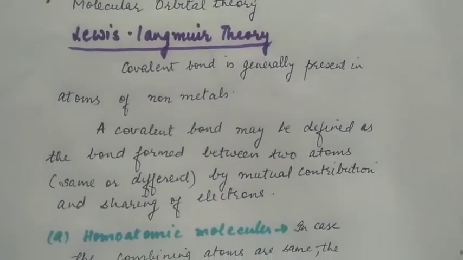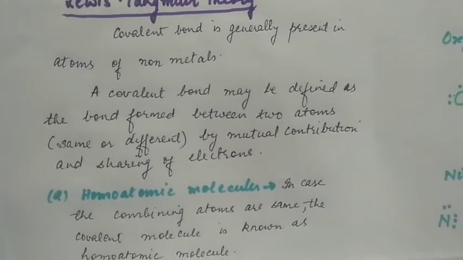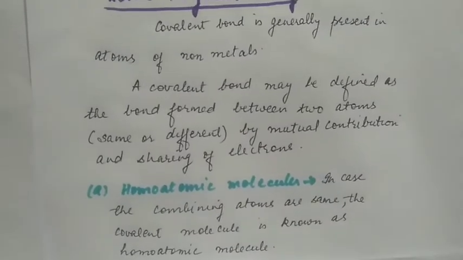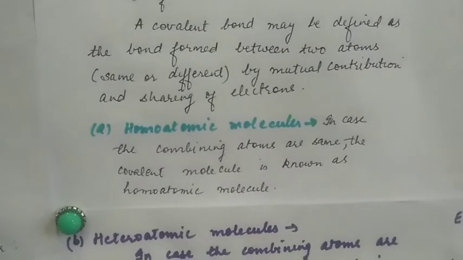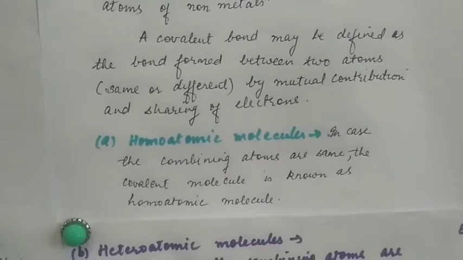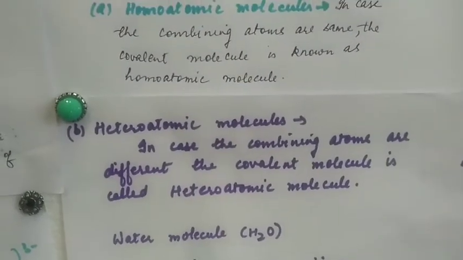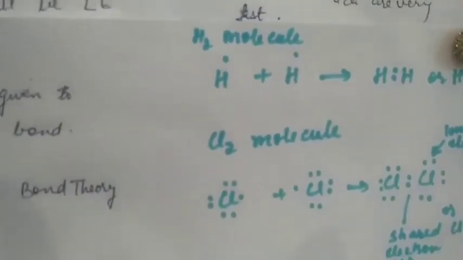Covalent bond is generally present in atoms of non-metals. It is defined as the bond formed between two atoms, maybe same or different, by mutual contribution and sharing of electrons. So if the combining atoms are same, then the molecule formed is homoatomic molecule, and if the atoms are different, then the covalent molecule is heteroatomic molecule. Homoatomic molecules, for example, hydrogen molecule.